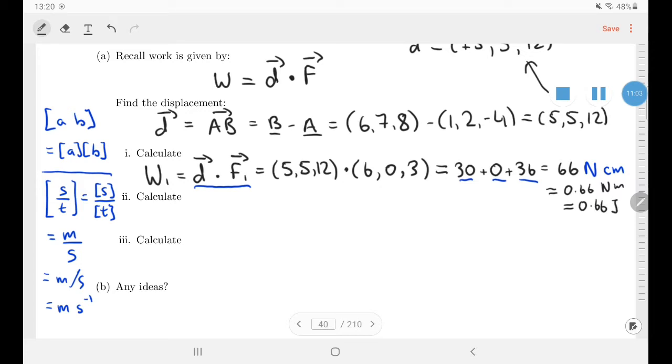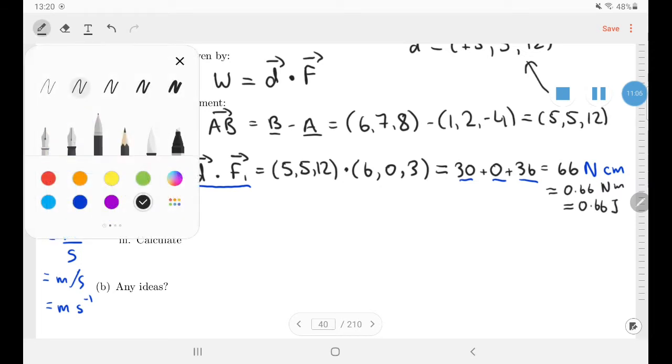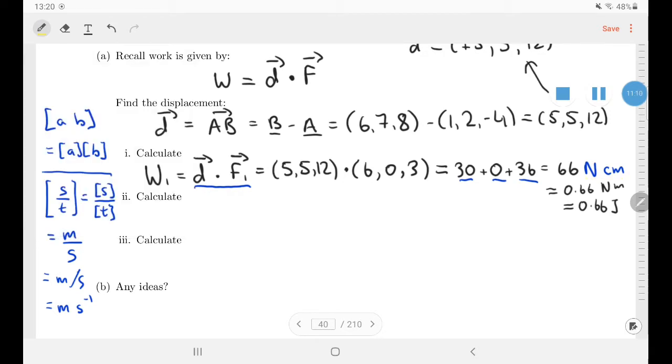Now, what I'm saying is that at a minimum, I want some units that are correct. You do not have to do the conversions. I'm quite happy with this, even though this is probably the best. But I'm quite happy with Newton centimeters. Okay. Let's find the next one.